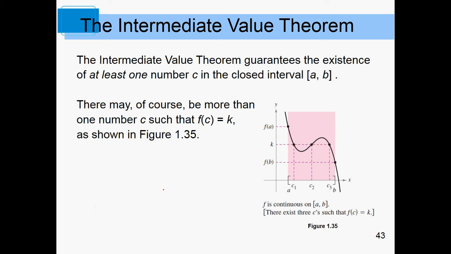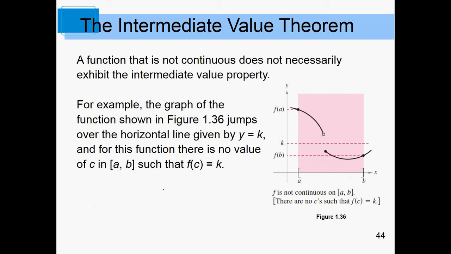So the IVT guarantees the existence of at least one number, possibly more. Because what happens if you've got a continuous function that does go up and down, right? Then that's okay. It can come back down and go back up, and it may cross my value more than one time. And that's okay. That's fine.